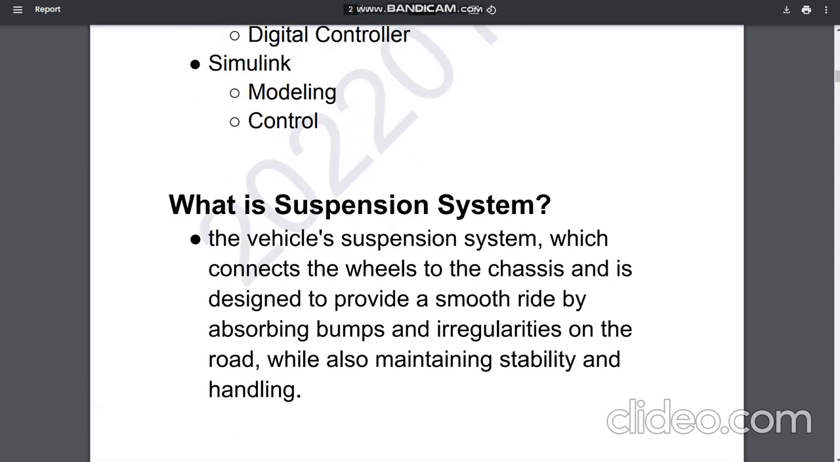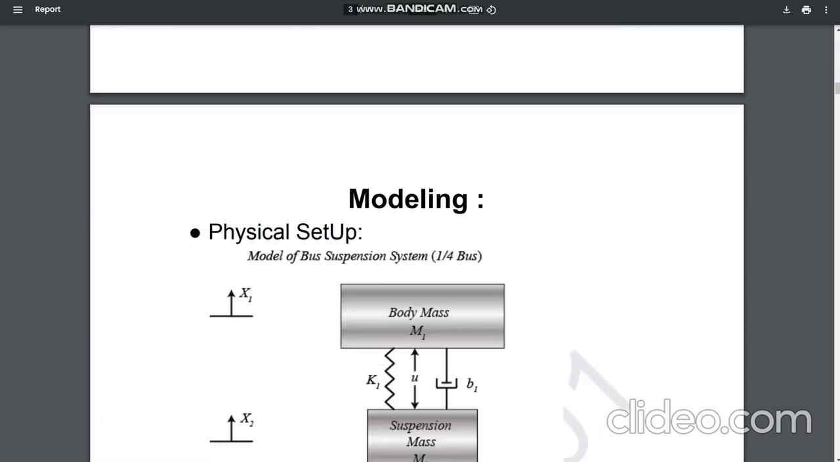So, what is a suspension system? A suspension system connects the wheels to the chassis of a vehicle and is designed to provide a smooth ride by absorbing bumps and irregularities on the road while also maintaining stability and handling.